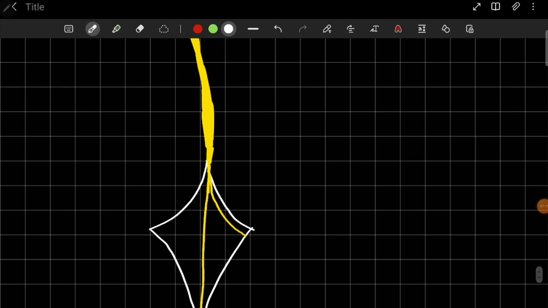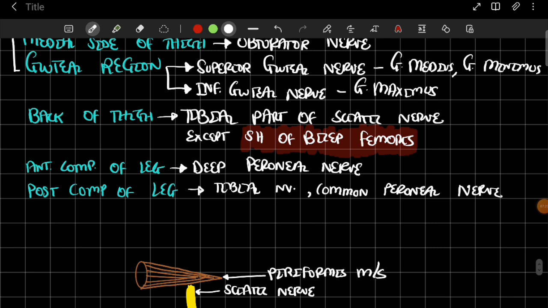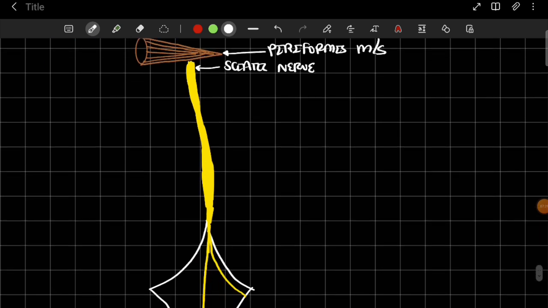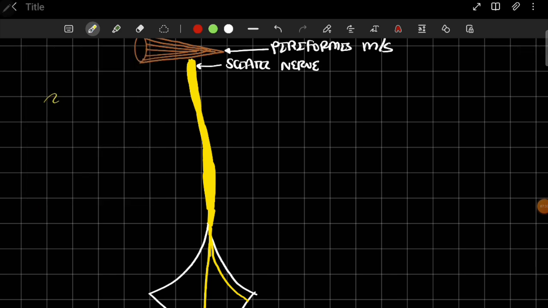Now we have written that the back of thigh is supplied by the tibial part of sciatic nerve, and the short head of biceps femoris is supplied by some other nerve. So first, let me enumerate what the sciatic nerve consists of. This is the interior of the sciatic nerve. It's the cut section, as if from here I have cut the sciatic nerve. So this is the macro view of the sciatic nerve.